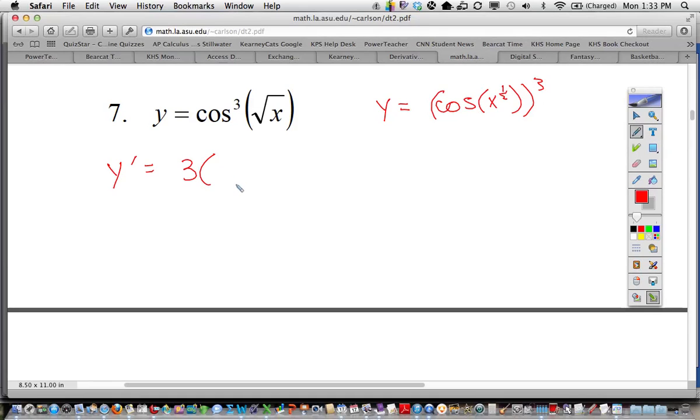Don't forget that cubed is really on the outside, right? Cosine cubed, it's really on the outside. That is the key to this problem. The whole reason I picked it.